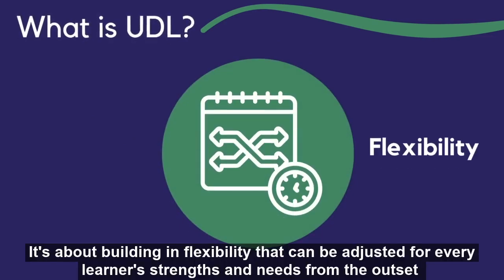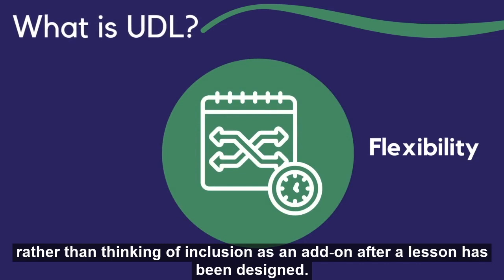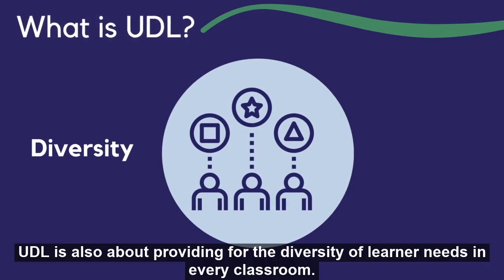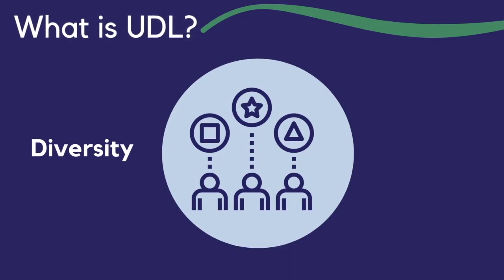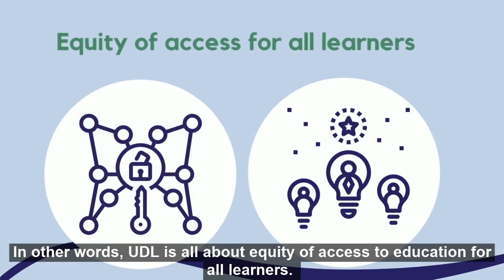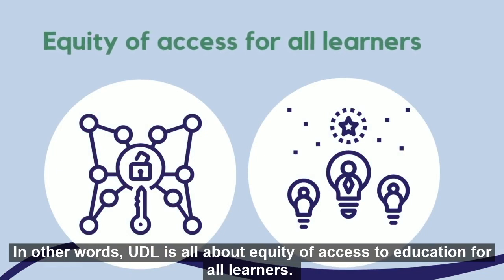It's about building in flexibility that can be adjusted for every learner's strengths and needs from the outset, rather than thinking of inclusion as an add-on after a lesson has been designed. UDL is also about providing for the diversity of learner needs in every classroom. In other words, UDL is all about equity of access to education for all learners.